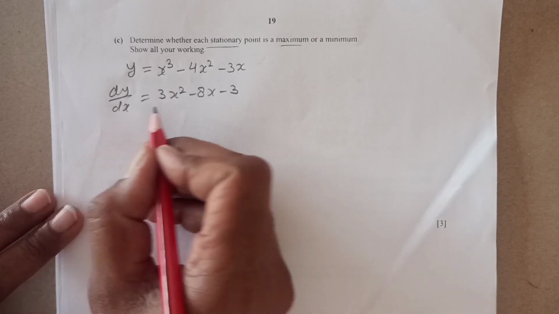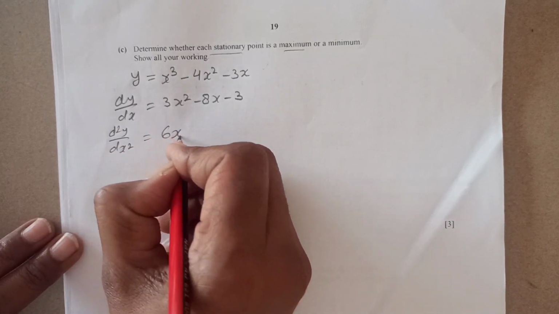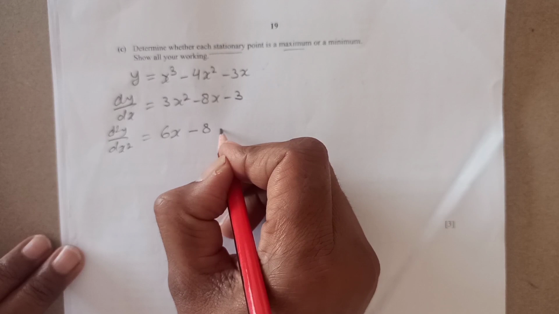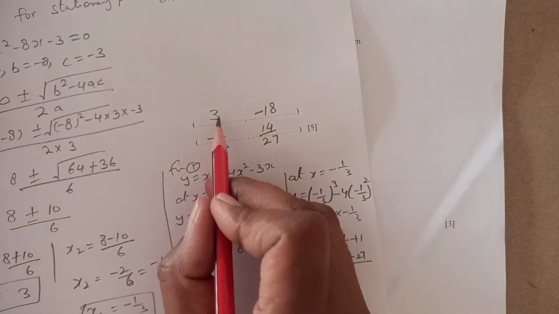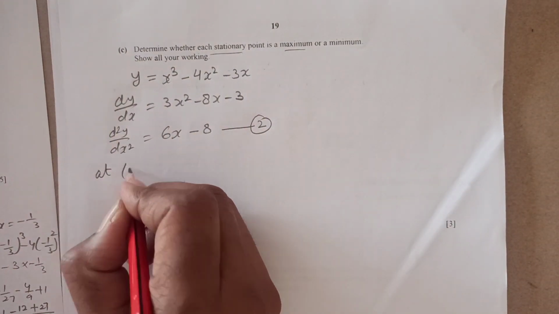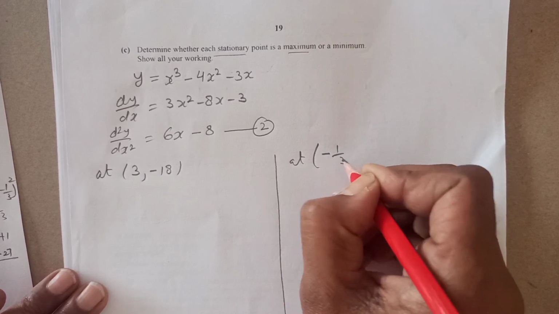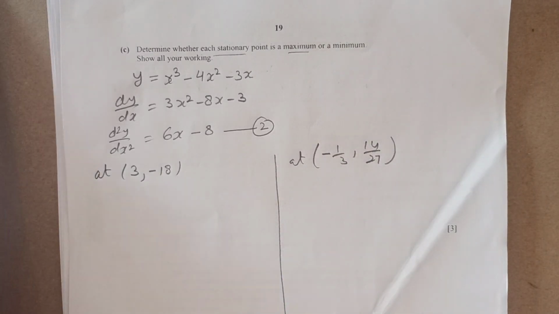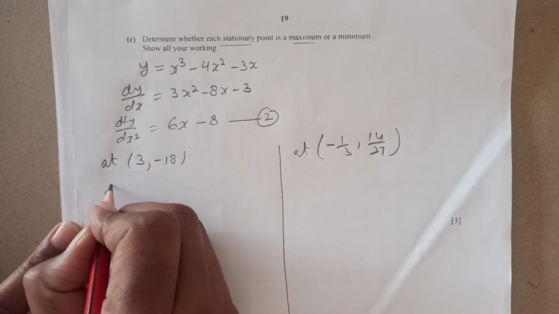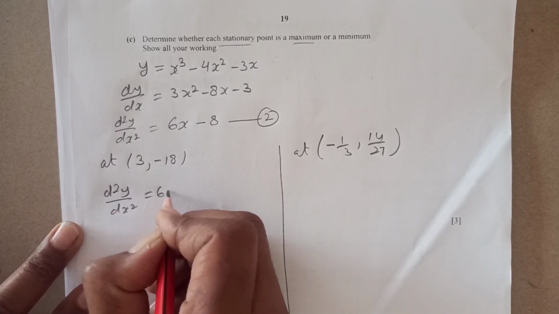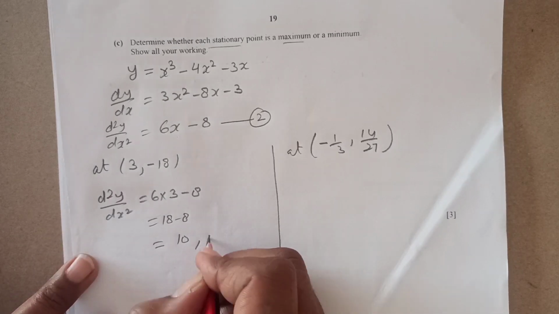Now for the second derivative, you differentiate this again. So d squared y over dx squared is going to be 6x minus 8. Okay, so this is the equation that's going to decide. At what points did we have? 3 and minus 18. We will take these two points: the first at 3 and minus 18, the second at minus 1 over 3 and 14 over 27, right? So let's see what happens. For x equals 3, the second derivative is 6 times 3 minus 8, which is 18 minus 8. So the answer is 10, which is positive.